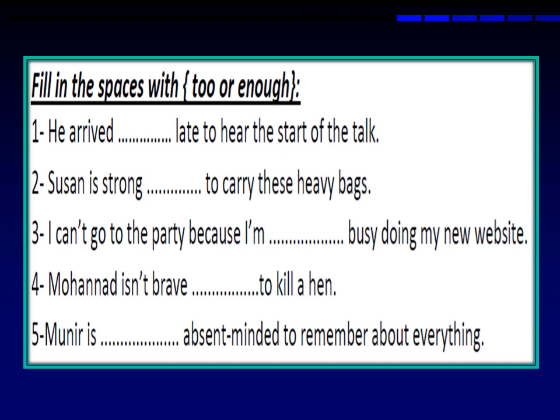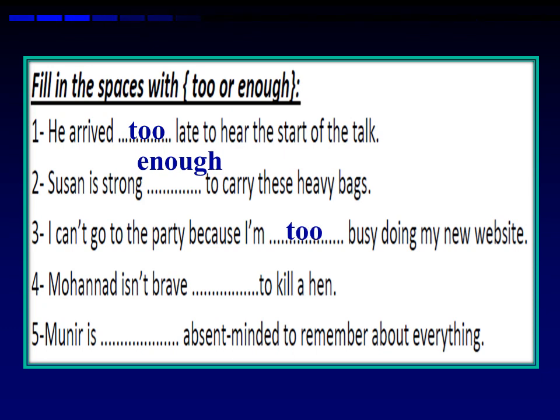Here the word late comes after the space. That's why we should use too, because as I told you, too should be followed by an adjective. 2. Susan is strong. Strong here is the adjective. That's why we should use what? Enough.